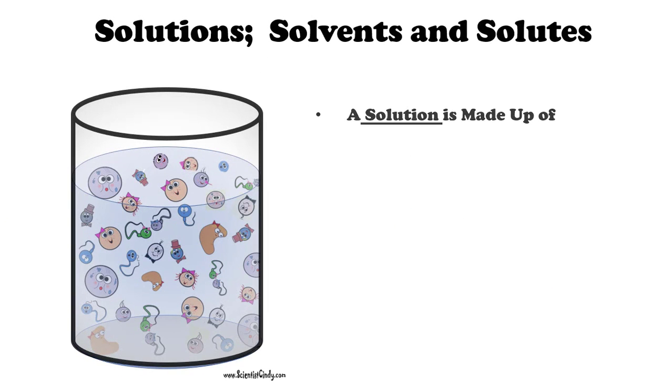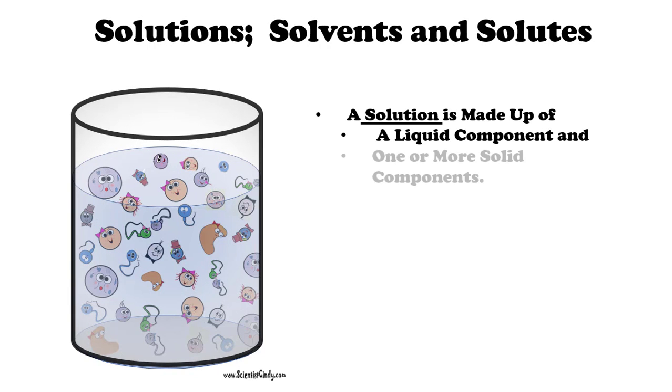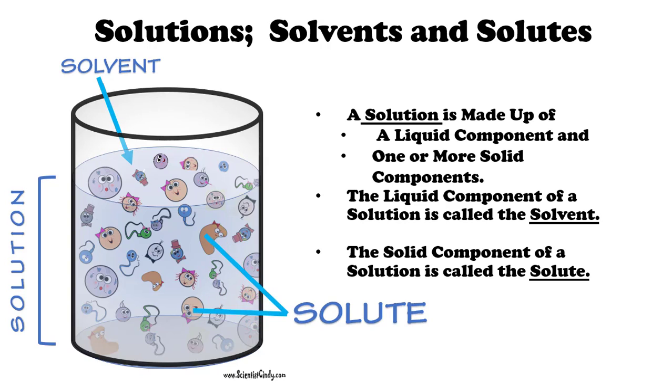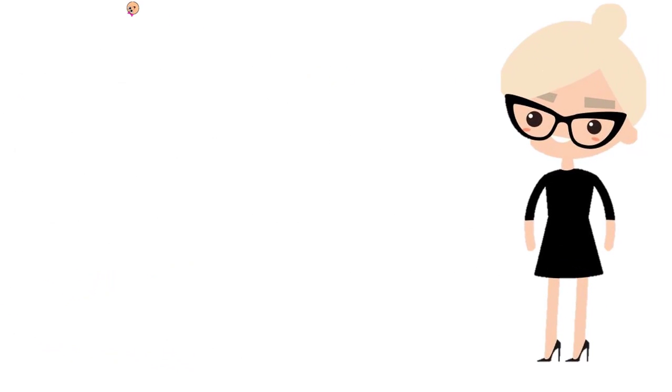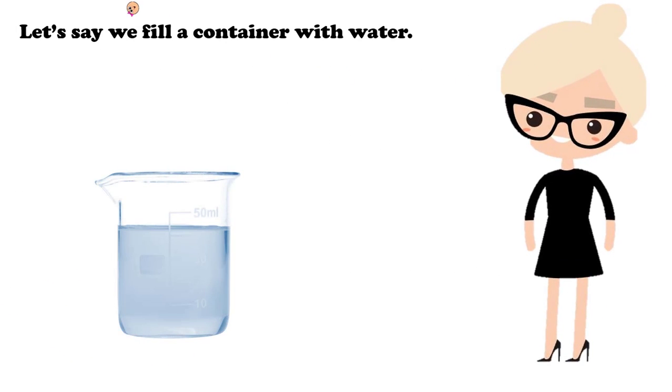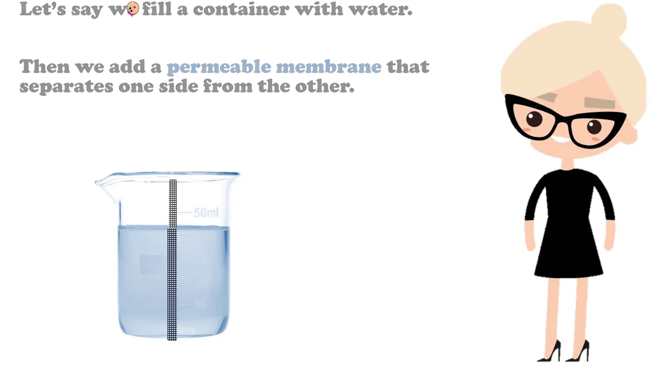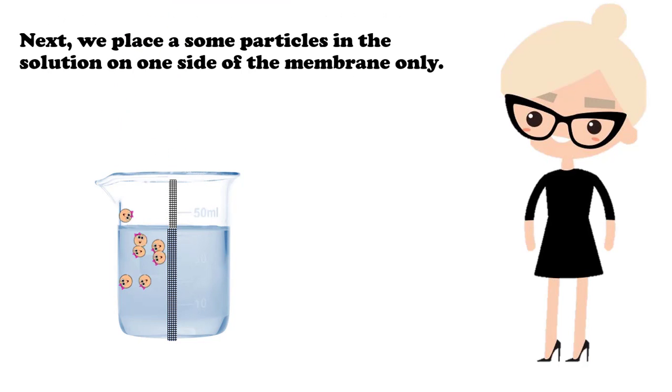A solution is made up of a liquid component and one or more solid components. The liquid component of a solution is called the solvent. The solid component, or dissolved substances in the solution, is called the solute. Let's say we fill a container with water. Then we add a permeable membrane that separates one side from the other. Next, we place some particles in the solution on one side of the membrane only.